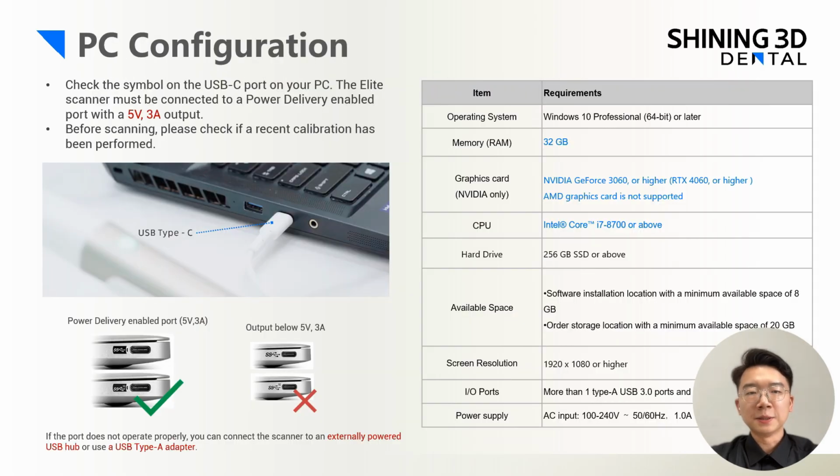This page lists the PC requirements for the Aoralscan Elite scanner to work properly. One thing I would like to mention is that the Elite scanner must be connected to a power delivery enabled port with a 5 volts 3 amps output. Some USB Type-C ports do not meet the 5 volts 3 amps power delivery requirements, which may cause the scanner to malfunction. Please switch to a USB Type-C port with a battery symbol. If the port does not operate properly, you can connect the scanner to an externally powered USB hub or use a USB Type-A adapter.